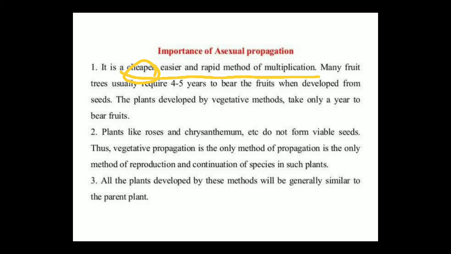It is also giving fruits earlier than the seeds process. Like vegetative propagation can be used and it can take only a year, just 1 year to bear fruits. There are certain plants which do not form viable seeds, such as roses, chrysanthemum and etc. The vegetative propagation is the only method of propagation for reproduction and continuation of species in such plants. Okay. And all the plants developed by this method will be generally similar to the parent plant. So, you can just conserve the traits.